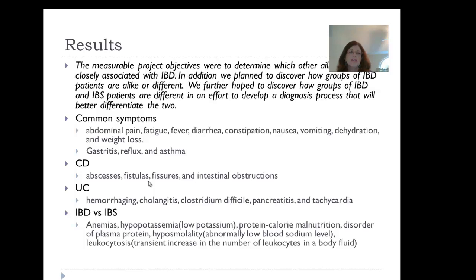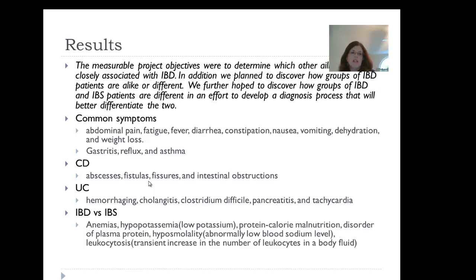And comparing IBD and IBS, what's the difference? Well, they all have those common digestive symptoms and pain. The difference seems to be those malabsorption problems. The anemias, the low potassium, all those blood electrolyte type of problems.